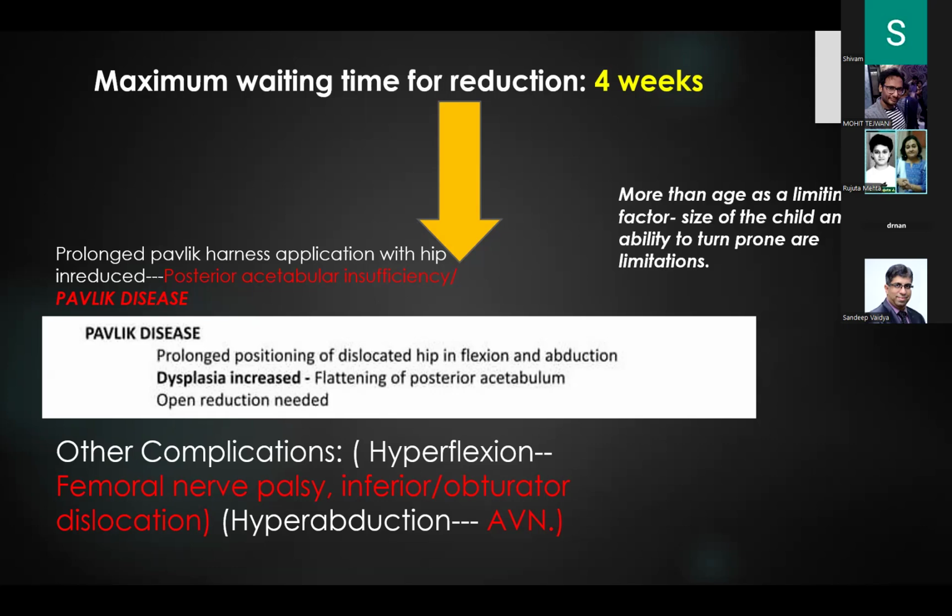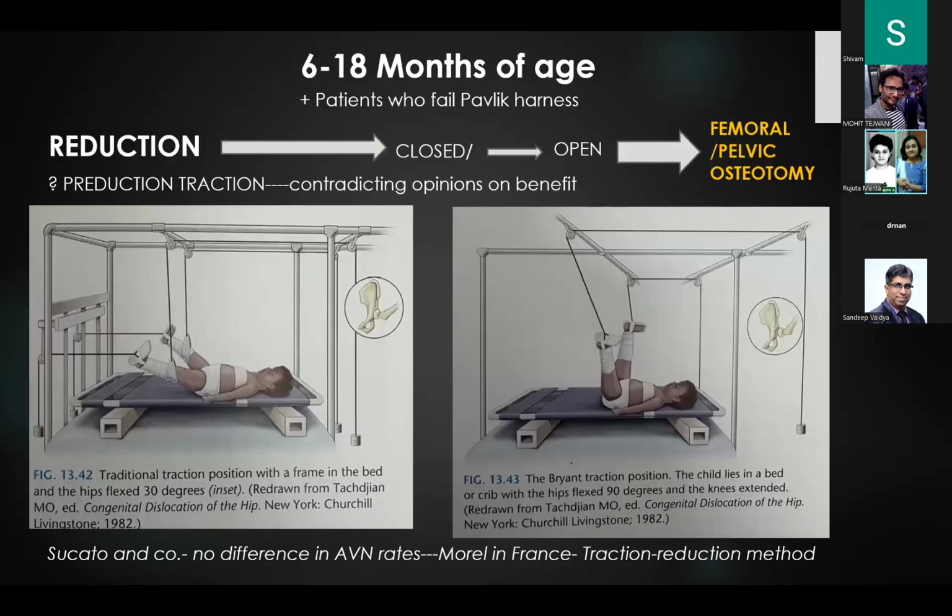More than the age as a deciding factor for the application of a Pavlik harness, which we normally roughly take as 6 months, the size of the child and the ability of the child to turn prone are more major limitations. This means that if the child is relatively smaller or has not attained the ability to turn prone yet, but is probably more than 6 months, it might still be a candidate for Pavlik harness application. So discussing today's topic mainly, that is beyond the age of 6 months.